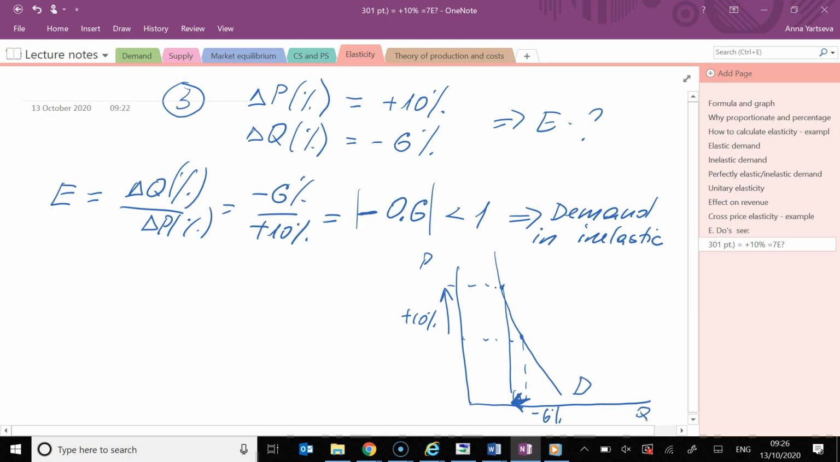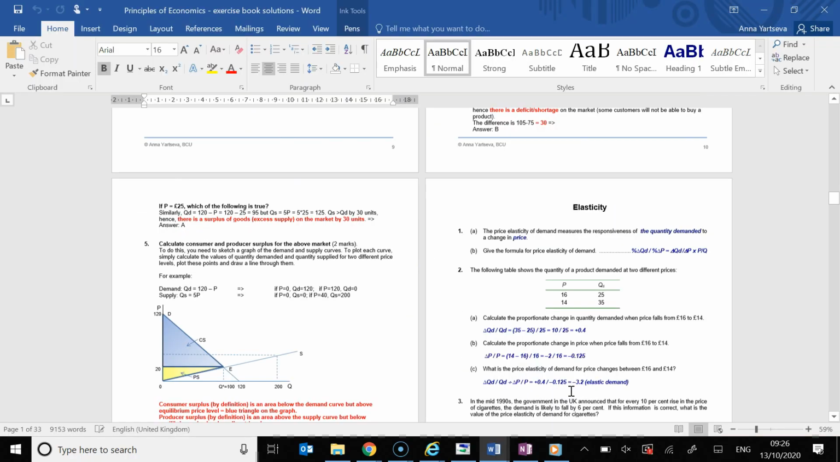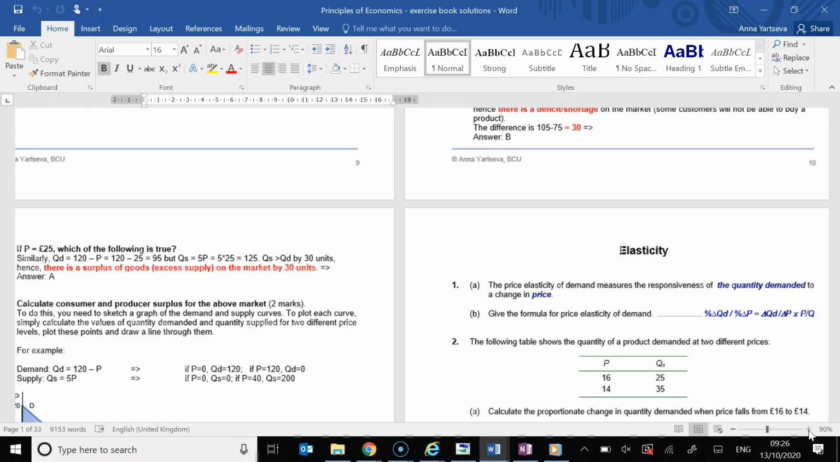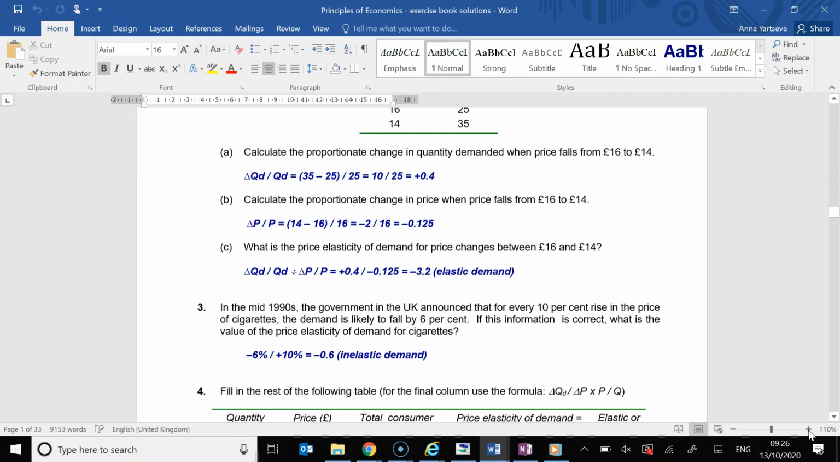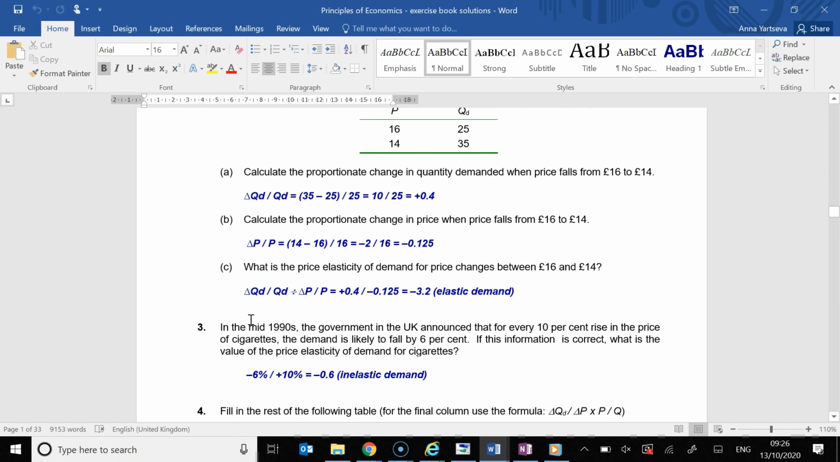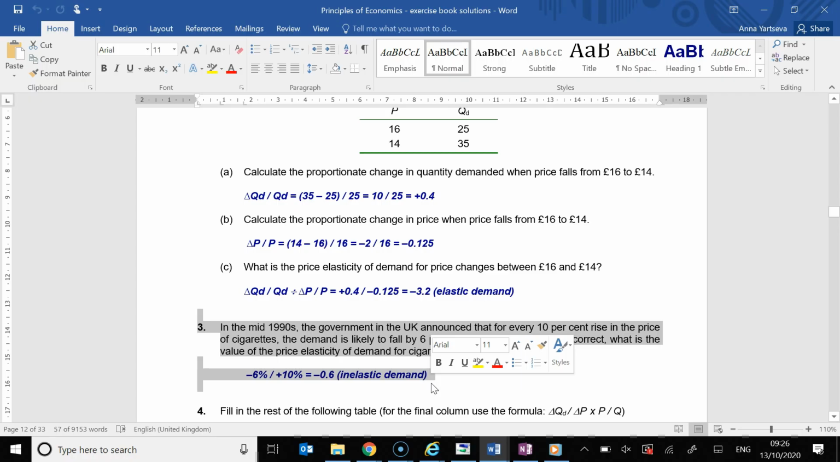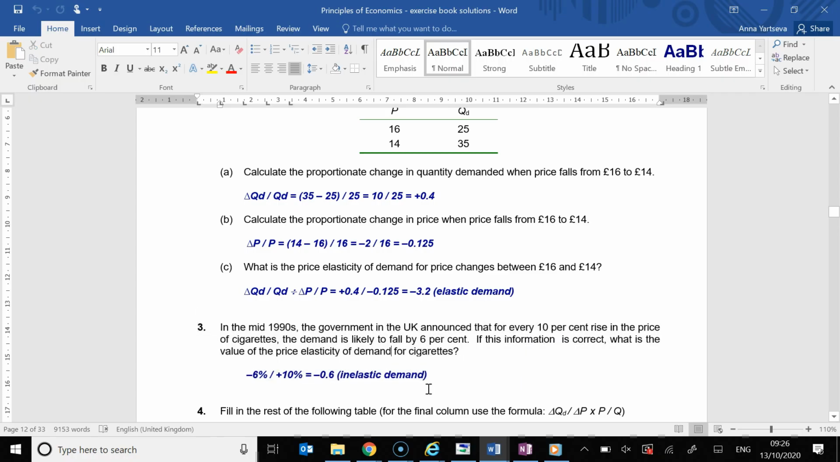Again, very simple exercise. Let me open this for you. You are just given the numbers. You don't even need to calculate any changes. You just relate them to each other. Here we go, inelastic demand. So that's this exercise. Very simple. You always keep the minus, right? And sometimes you can be asked to interpret the value of elasticity, elastic or inelastic. Sometimes you can be asked to explain why it is inelastic.